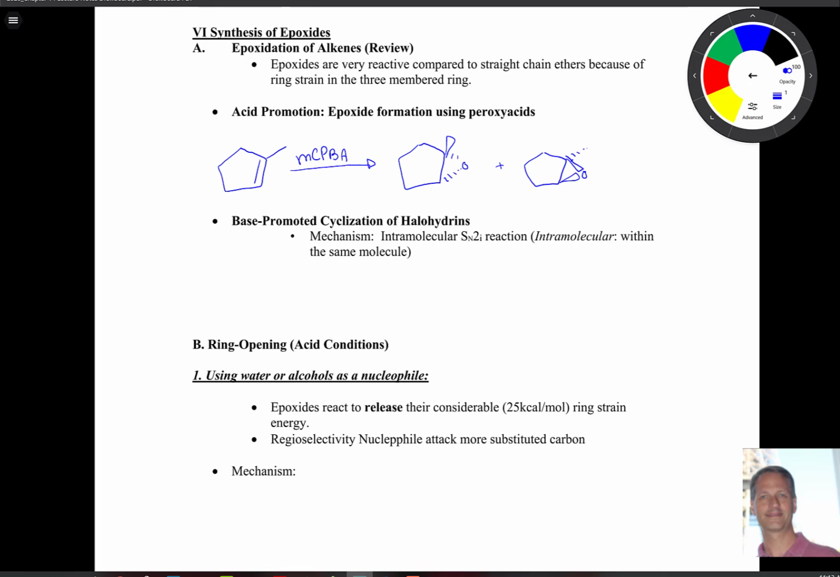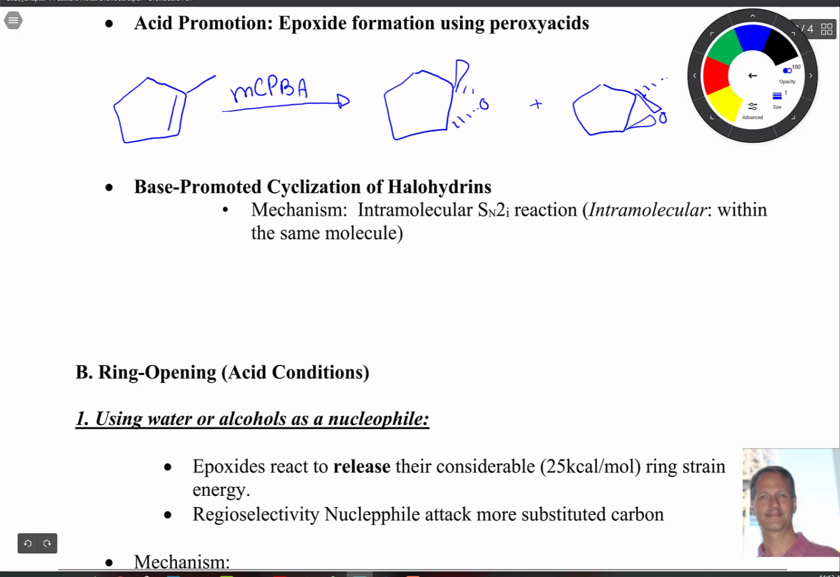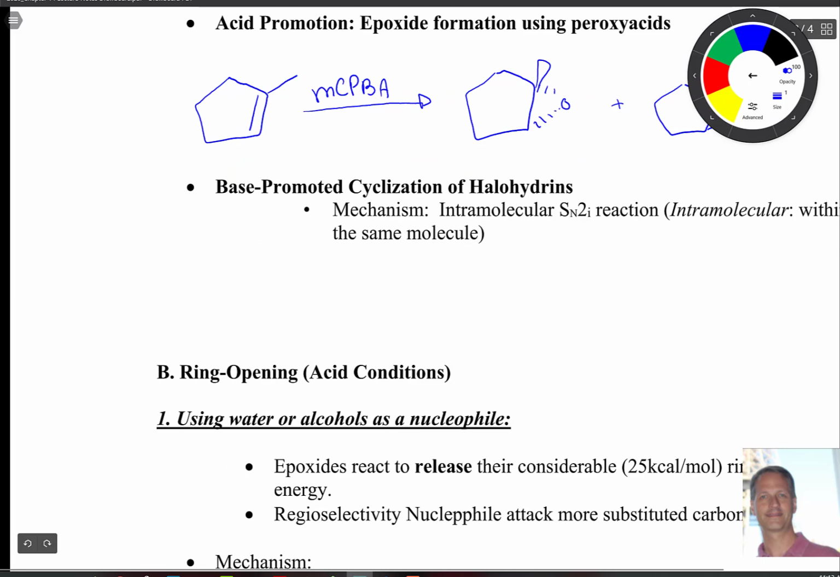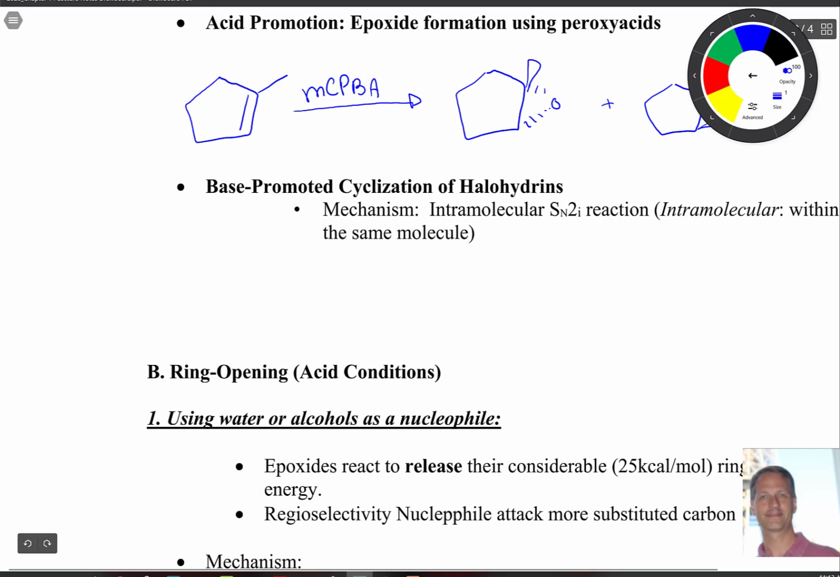Now, the other way that we can do this is we can do something called base-promoted cyclization. So it's an SN2I, and the I stands for intramolecular, right? It means within the same molecule. So let me zoom in a little bit here, and let's take a look at this reaction.